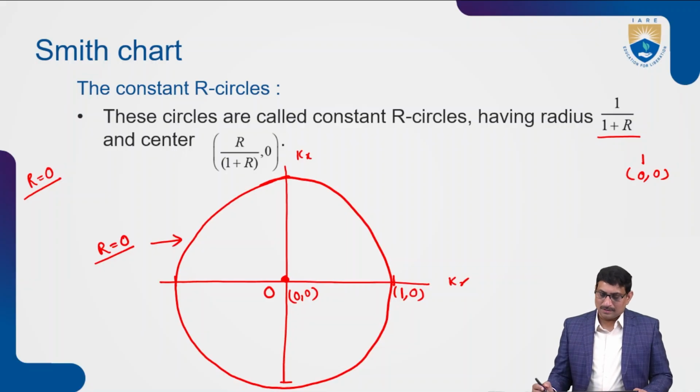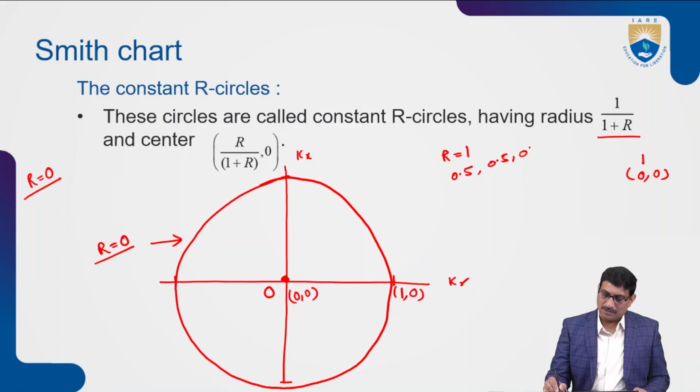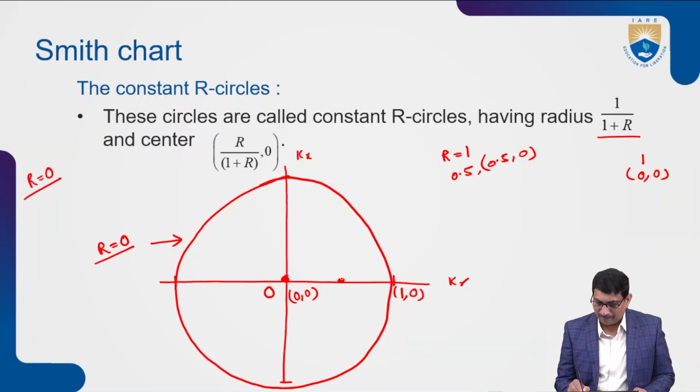Suppose I take R equal to 1. If R equals 1, the radius is 1 divided by 1 plus 1, which is 1 by 2, meaning the radius is 0.5 meters. The center is at 1 divided by 1 plus 1, which is also 1 by 2, meaning 0.5 comma 0 is the center. From here to here it is 0.5, and from here to here it is 0.5. So we get a circle like this.